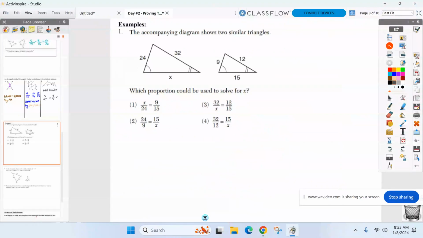Two pairs of angles, right? So that means the sides are in the same ratio. One out of these four is set up correctly. I just don't want to pick the right one and move on. I want to go over why the wrong ones are wrong.